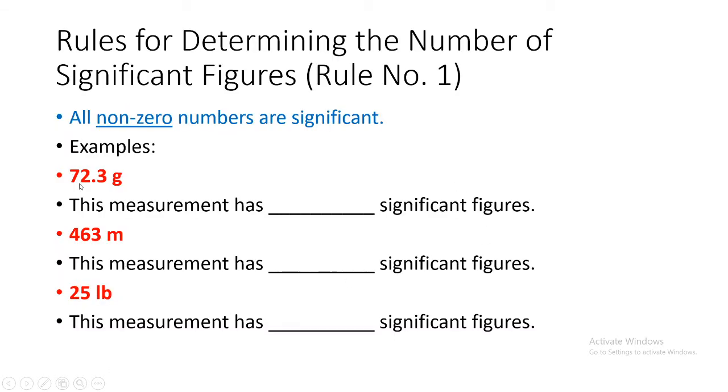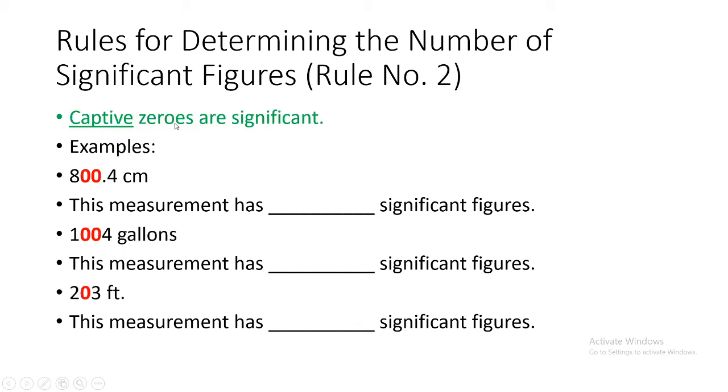Okay, let's look at this. Do you see any zeros here? All non-zero numbers are significant. So we don't see any zeros here. So we got 1, 2, 3 significant figures. So that's 72.3 grams. So that's 3. Here we have 3 as well, significant figures. And here we have 2, 25 pounds. Notice there's no S with pounds, right? It's just LB. Okay, talking about the units earlier.